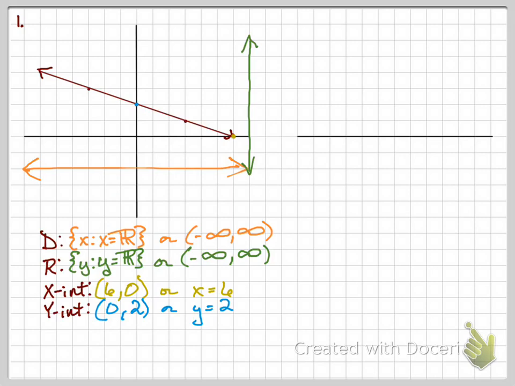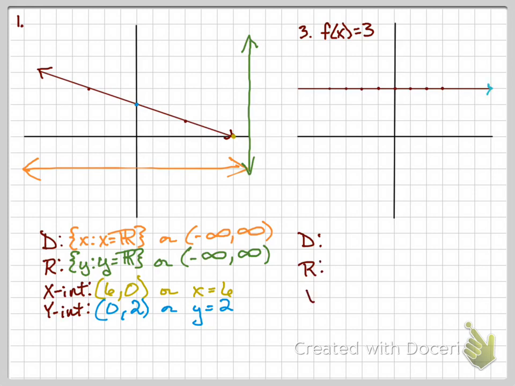Now, let's look at number 3. Here's number 3. F of x is equal to 3. That essentially says y equals 3, so that is every point where we have y equal to 3. And there should be arrows on that at the end. Finding our domain, the range, and the x and y intercepts.